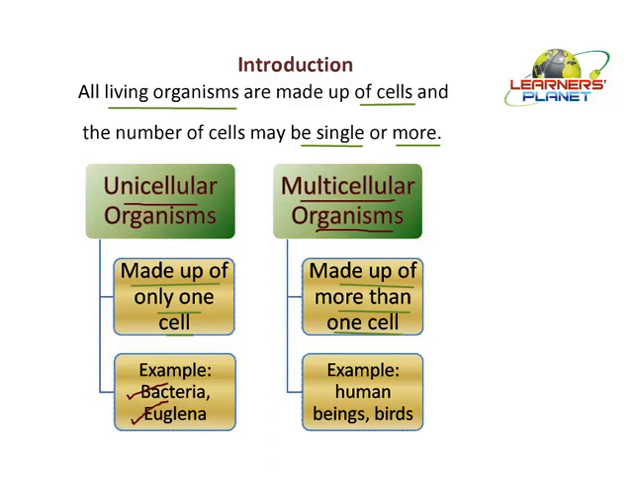Whereas in the case of multicellular organisms, the best example you can understand is you yourself, that is human beings. Or in the surroundings, whatever living organism you can see, like plants, birds, or all animals which are multicellular, belonging to higher groups, they are all considered as multicellular organisms. Why? Because they are made up of so many cells.